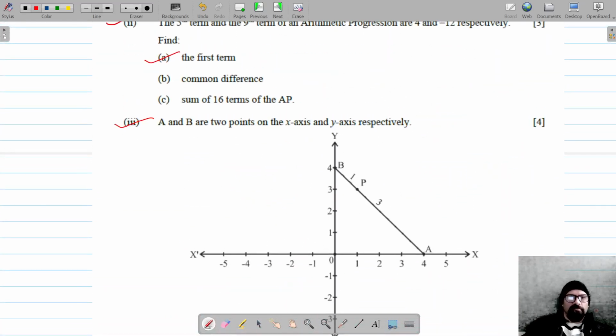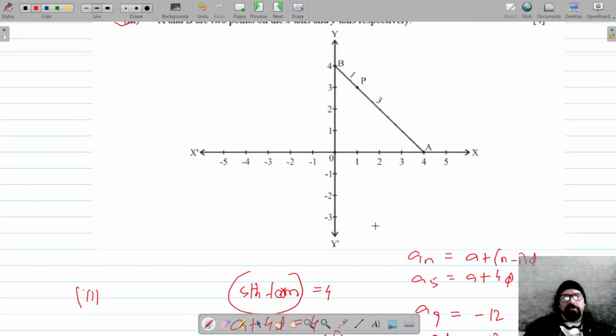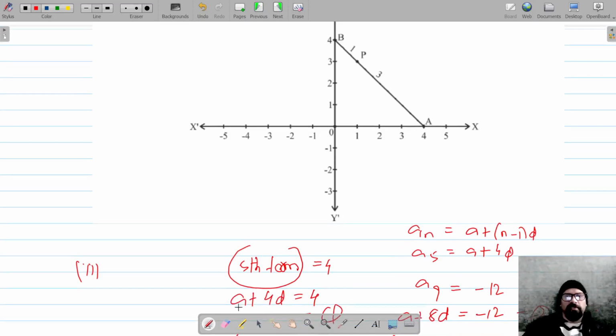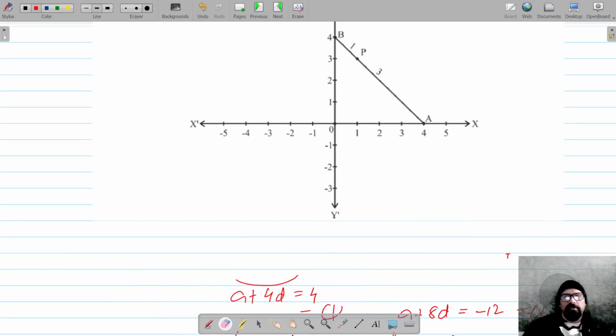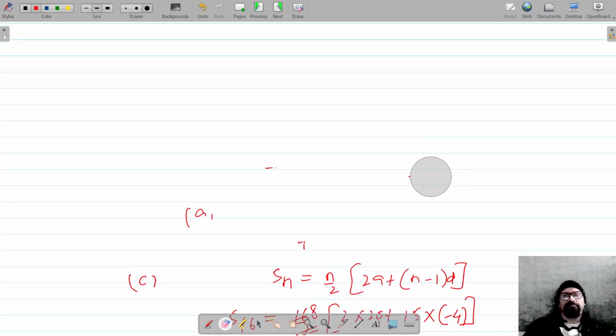Let's move on to the third part. A and B are 2 points on the x and y axis respectively. If we have to write down the coordinates of A and B. This question is incomplete, so write down the first part: we have to write down the coordinates of A and B.